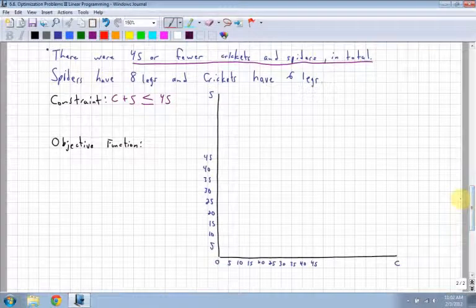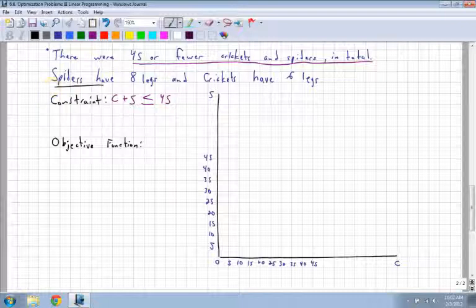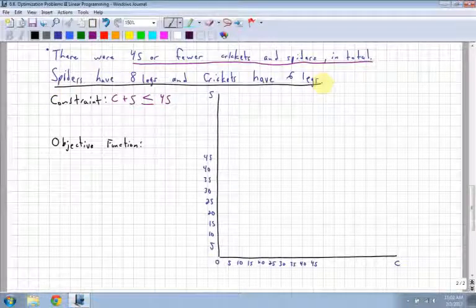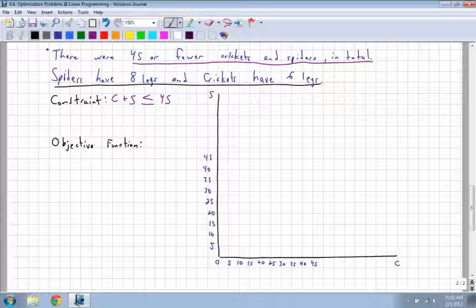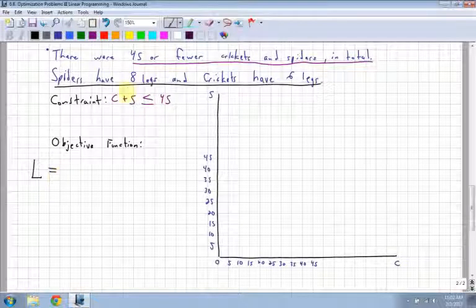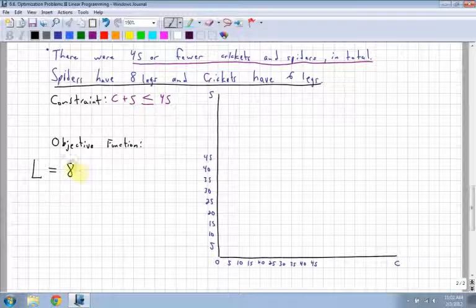Next thing I have to do is my objective function, and that's given to me right here. Spiders have 8 legs and crickets have 6 legs. The question asks what combination of spiders and crickets would have the most number of legs and the least number of legs. So I'm dealing with legs here. My objective function is going to be the number of legs is equal to 8 legs for every spider, plus 6 legs for every cricket. To come up with an objective function, you have to read through and figure out what this equation is going to be. This should be similar to what you've done in Math 10. A lot of this stuff is straight from Math 10.